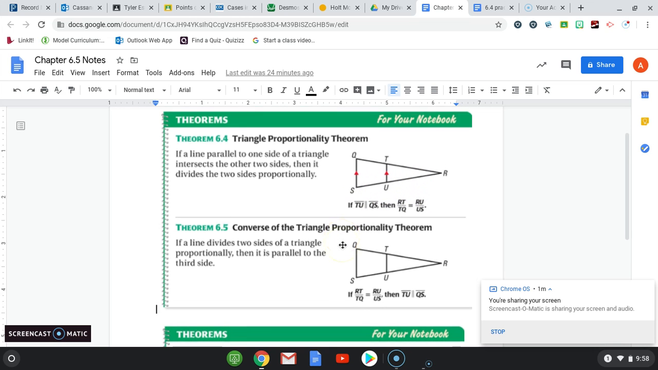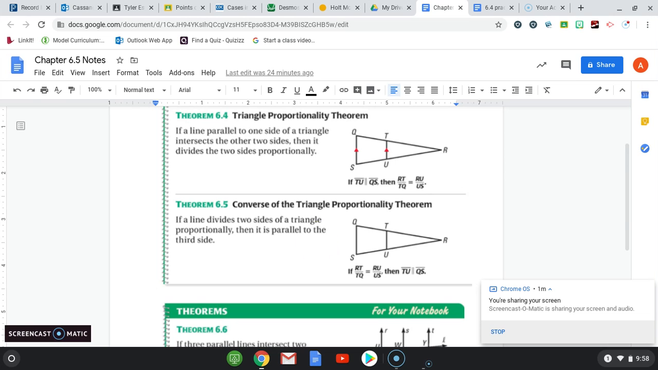So that's that theorem. The second theorem is the converse of that theorem, which basically means that if they're in proportion, so if the fractions are equal to each other, then the lines are parallel and the triangles would have to be similar to each other. So it's just the opposite of this. This says if the lines are parallel, the pieces of those sides are in proportion. And the other one says if the pieces of the sides are in proportion, then the lines are parallel.